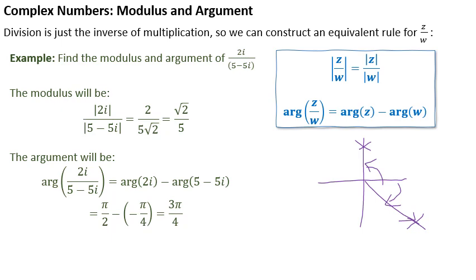3 pi by 4, which incidentally is the difference between the two directions of the complex numbers. If you were facing in the direction of 5 minus 5i, and you had to turn so that you were facing in the direction of 2i, you would have to turn 3 pi by 4 radians anti-clockwise. So a positive 3 pi by 4.